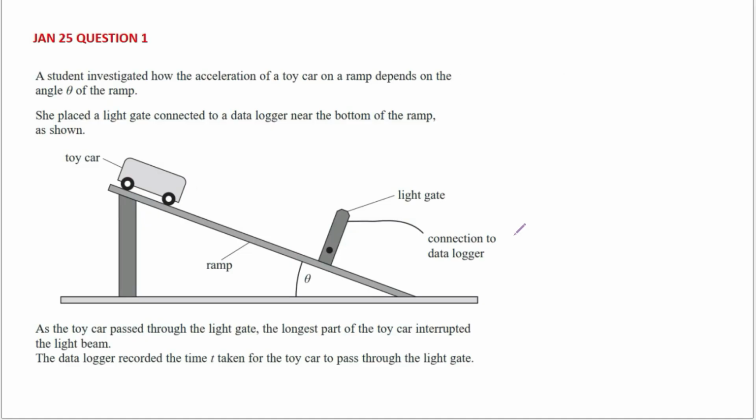Let's get started. The first question is from Jan 25, question 1. A student investigated how the acceleration of a toy car on a ramp depends on the angle theta of the ramp. She placed a light gate connected to a data logger near the bottom of the ramp. As the toy car passes through the light gate, the longest part of the toy interrupted the light beam. The data logger recorded the time t taken for the toy car to pass through the light gate. Always remember, a light gate measures the time of interruption, and you can use the time to calculate the instantaneous velocity.